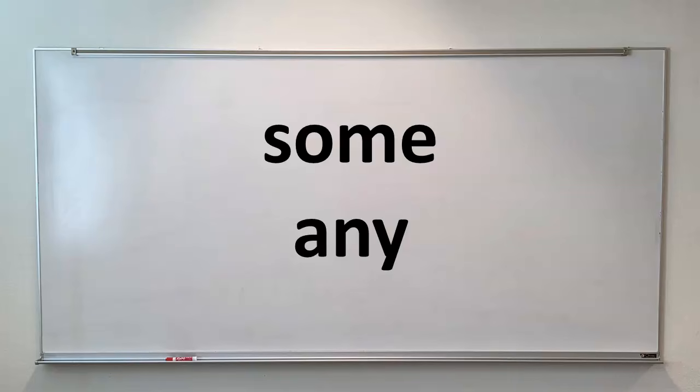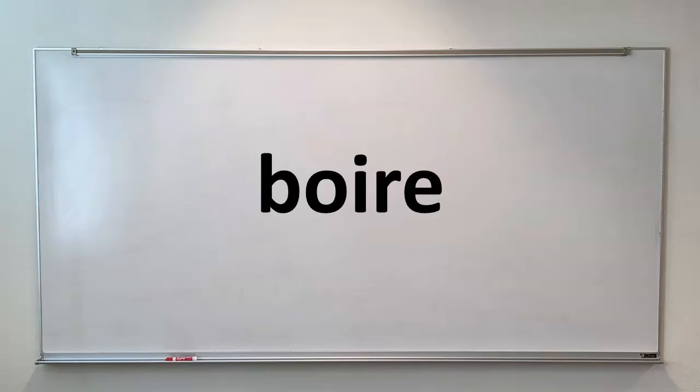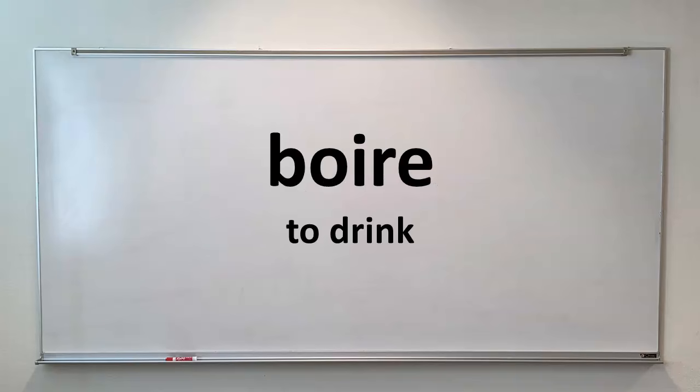So we're going to first learn a verb that is commonly used with the partitive article, the verb boire. And then after we learn the verb, we're going to look at some examples of the partitive article, how it's formed, and we'll practice with it a little bit. Okay, so the first thing we need to do is learn the verb boire. Boire means to drink in French.